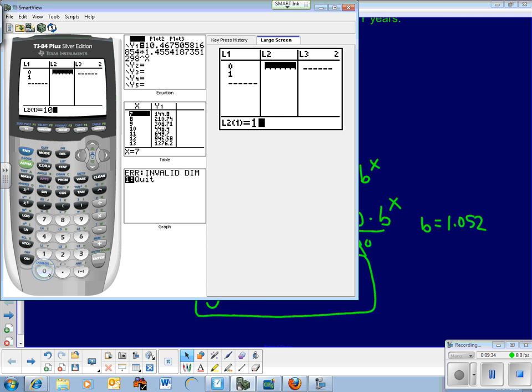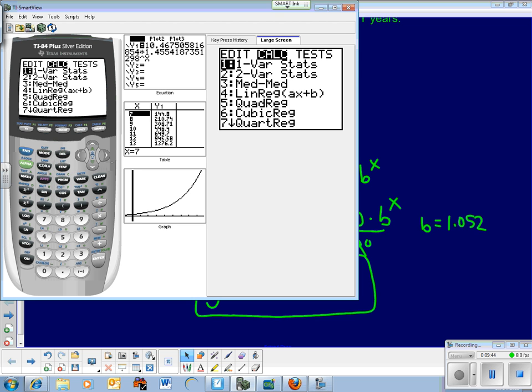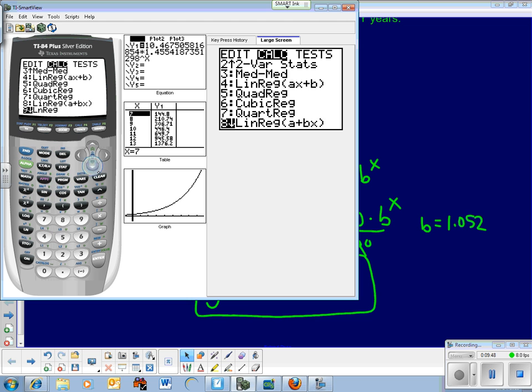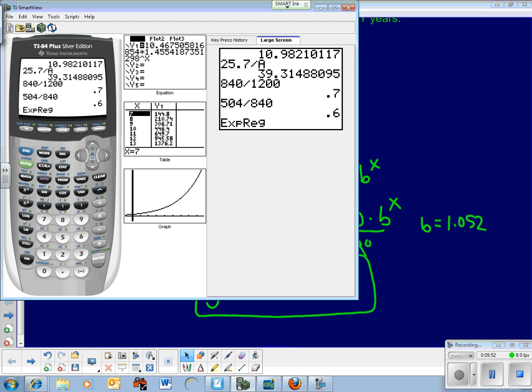And the y's are 1,000 and 1,052. And this is something we've done, Stat over to Calc. This is not quadratic or linear regression. This is exponential regression. It will default to list 1 and list 2 unless you tell it otherwise.